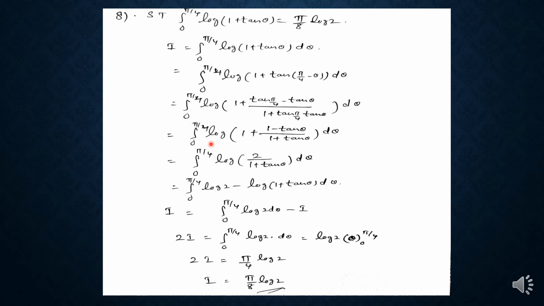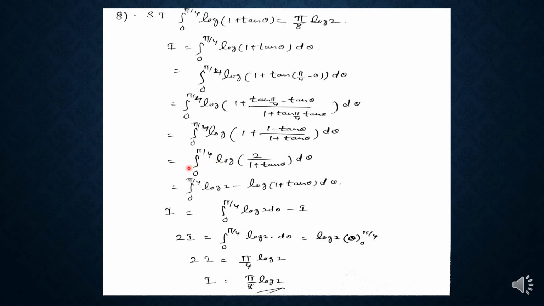Now what is the value of tan pi by 4? That is tan 45 degrees, which is equal to 1. By substituting tan pi by 4 equal to 1, we will get 1 plus 1 minus tan theta divided by 1 plus tan theta d theta. So this becomes log of 1 plus 1 minus tan theta by 1 plus tan theta d theta.